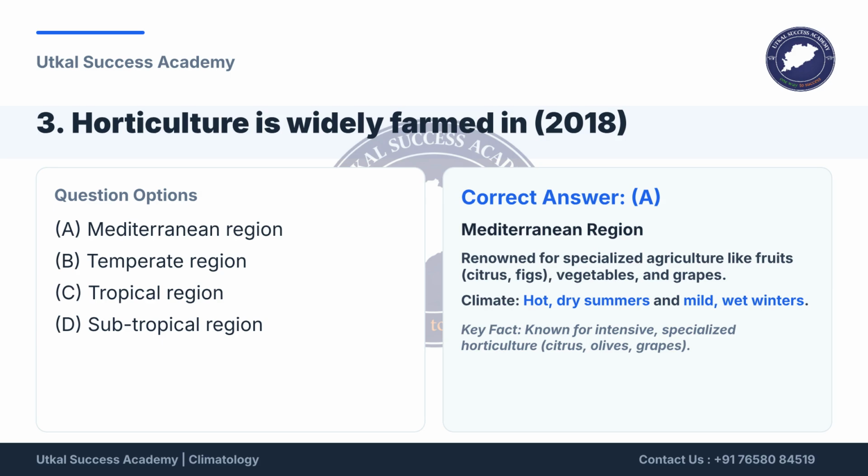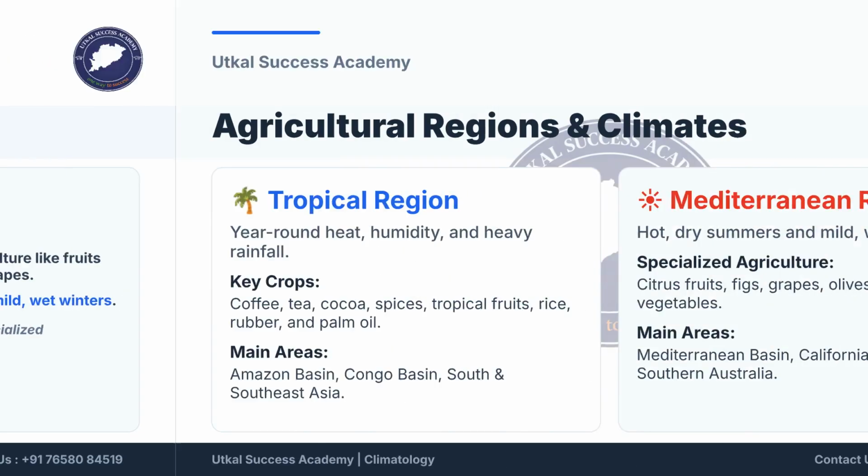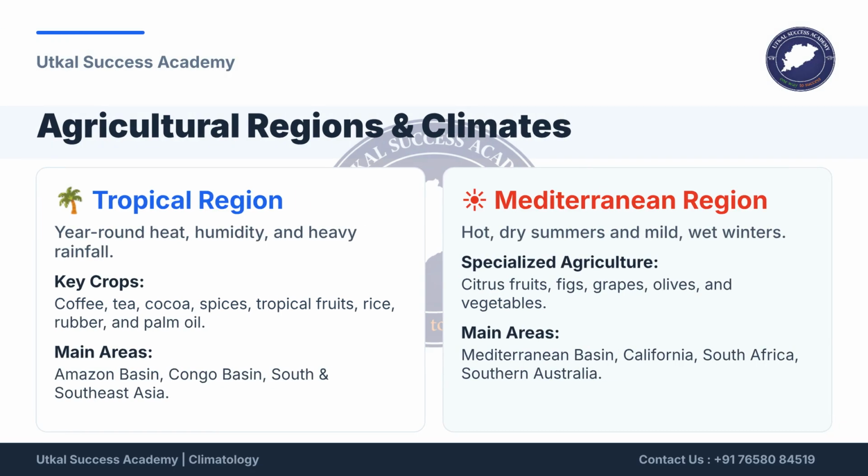This region is renowned for specialized agriculture like citrus, figs, vegetables, and grapes, thriving in hot, dry summers and mild, wet winters. Agricultural regions are strongly linked to climate. The tropical region, with its year-round heat and heavy rainfall, is ideal for crops like coffee, cocoa, and rice. The Mediterranean region, with dry summers and wet winters, specializes in citrus fruits, olives, and grapes.